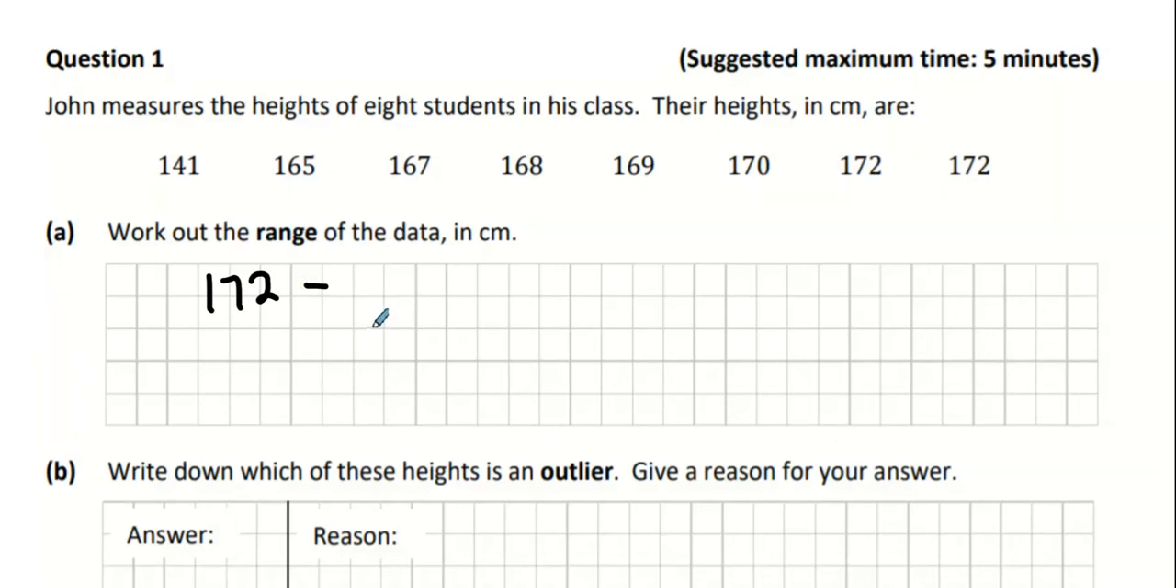Okay, so the first thing you're going to be working out is the range of the data. Now the range of the data is the top value, take away the bottom value. In this case that would be 31.